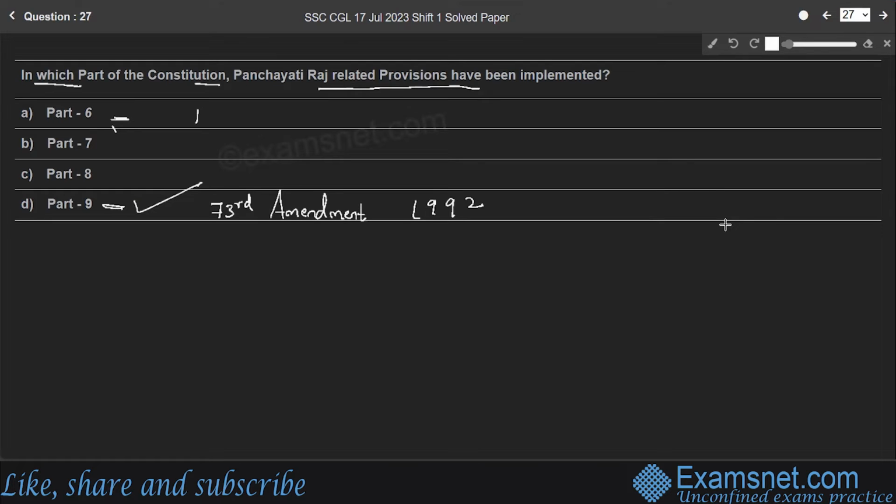Whereas Part 6 of the Constitution consists of the states, and Part 7 was repealed by the Constitution Act in 1956, right? Whereas Part 8 of the Constitution consists of the union territories. Right? Therefore, Panchayati Raj related provisions have been implemented in Part 9 of the Constitution, option D is the right answer.